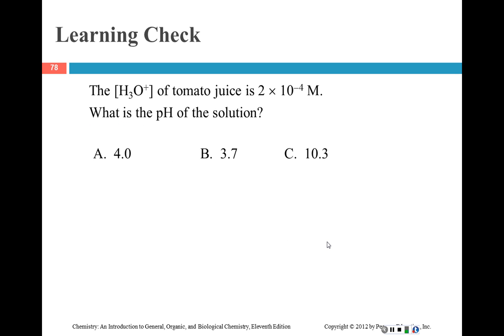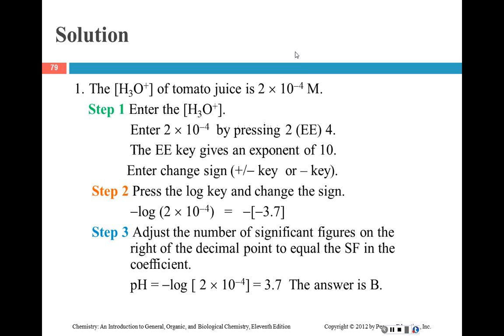The hydronium ion concentration of tomato juice is 2 times 10 to the minus 4 molar. What is the pH of that solution? You already know what the first number on that's going to be. So if you look at your choices, you probably could figure that out without even doing a calculation. Because why? Because that is less than 5. And here are our steps.